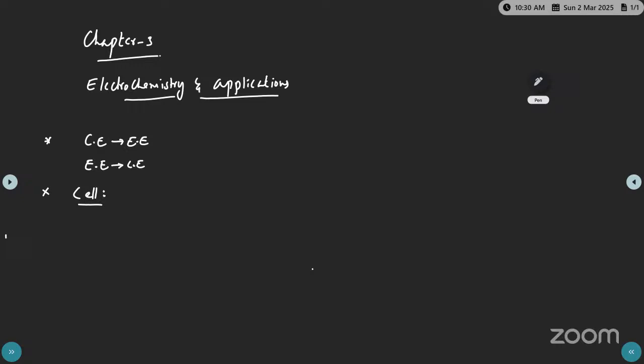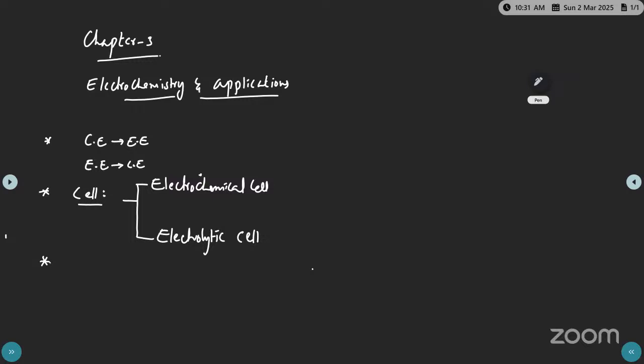What are they? One is the electrochemical cell, and the second one is the electrolytic cell. So based on the energy conversion, the cells are classified into two types: electrochemical cell and electrolytic cell. So what is an electrochemical cell?